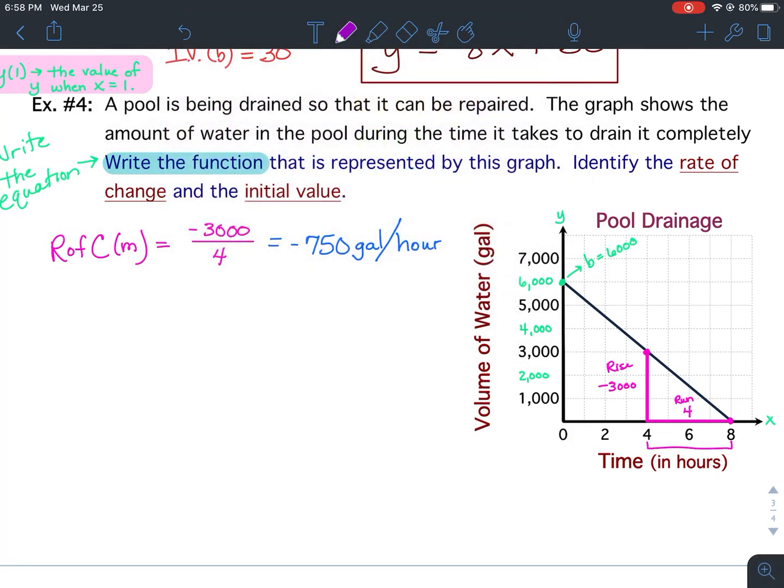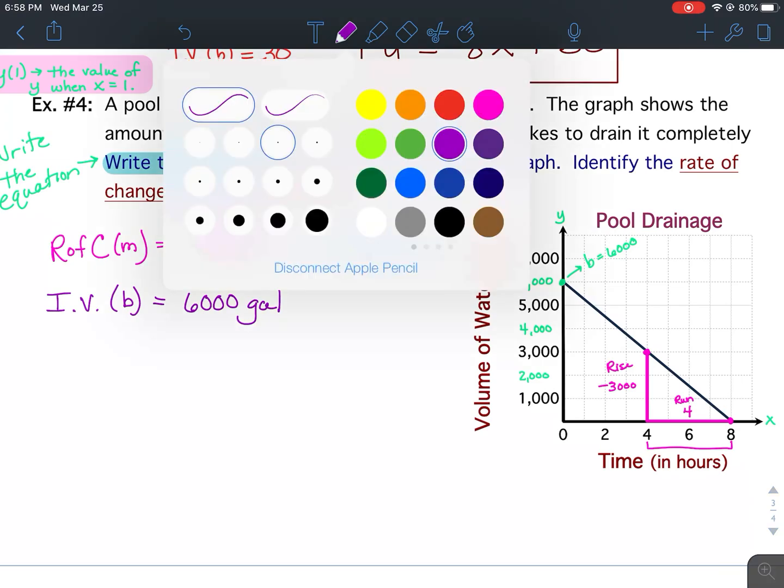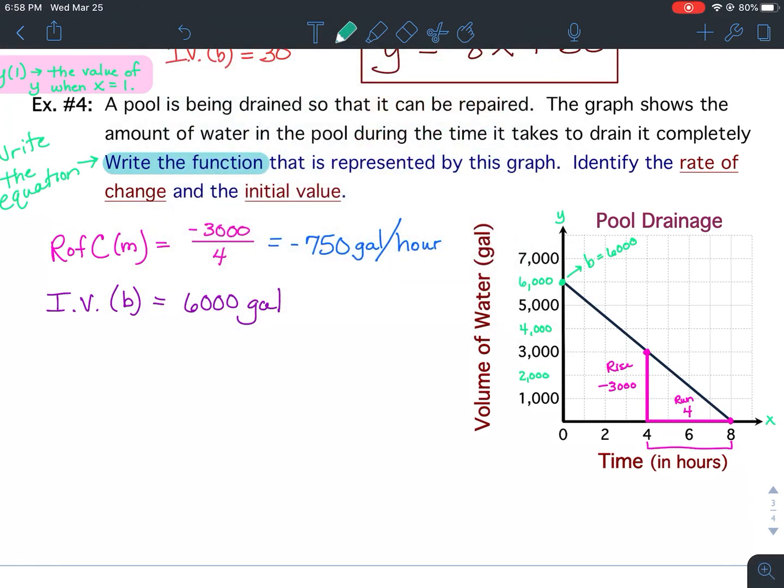Okay, our y-intercept, our initial value. That's this number right there. So in other words, it starts with 6,000 gallons of water. Okay, we know our rate of change, we know our initial value. Now it's time to write our function, write our equation. So remember, rate of change goes in front of x, the initial value goes behind x. Slope goes in front of x, y-intercept goes behind x. Y equals mx plus b. So y equals negative 750x plus 6,000.